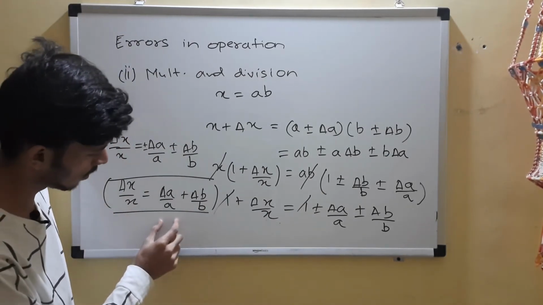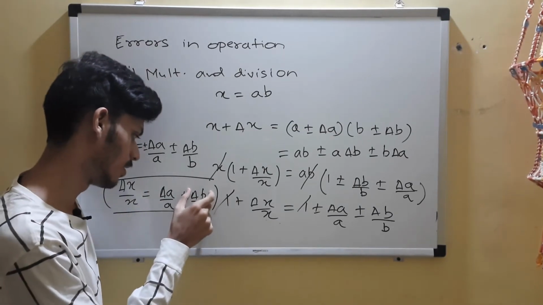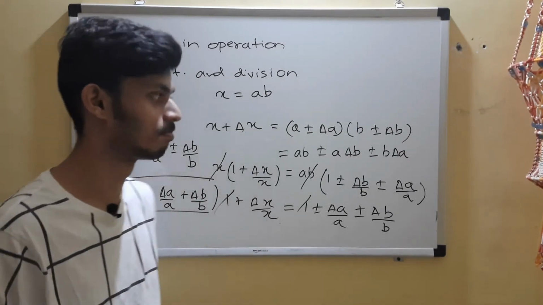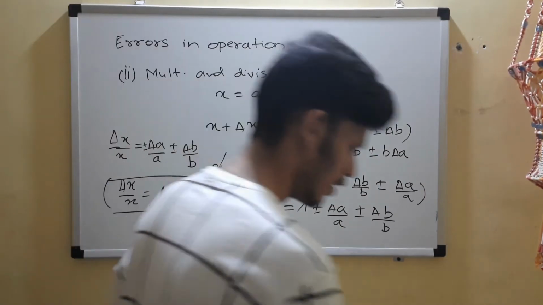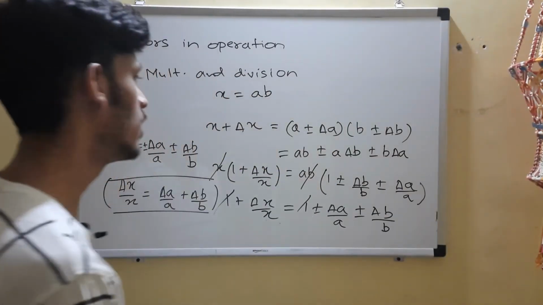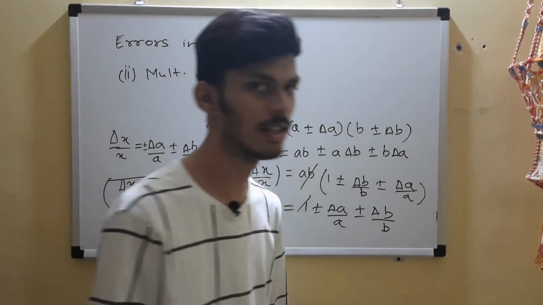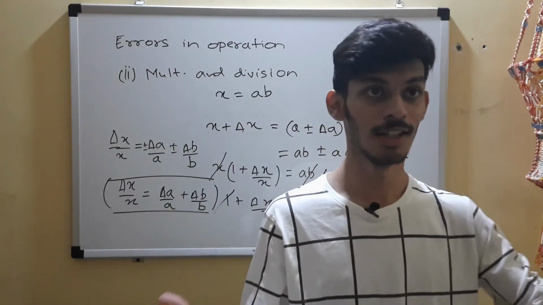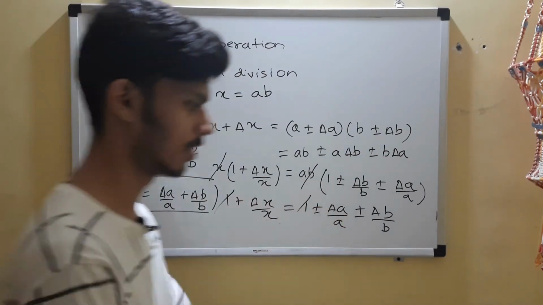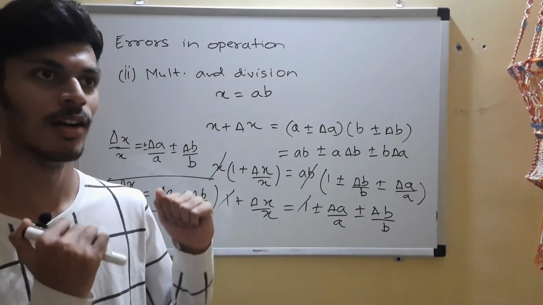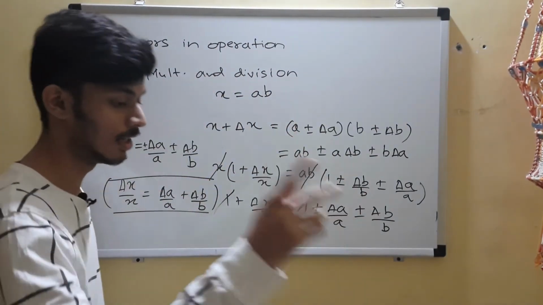This is relative error of a. This is the true value of a, and this is the mean absolute error. And here also relative error in b. Interesting. We'll do it for division and we'll practice one example. So you have to remember that whenever you multiply or divide two physical quantities with errors, you have to add their relative errors.